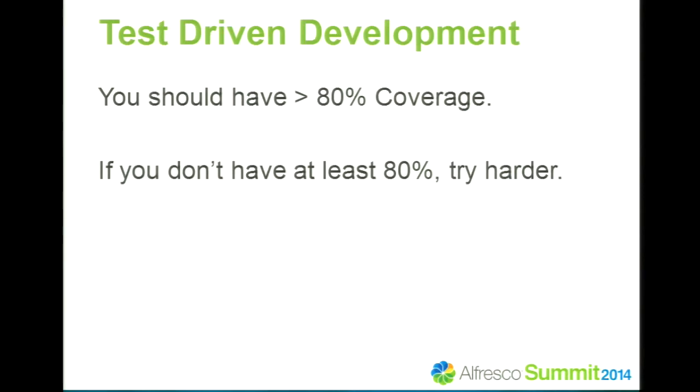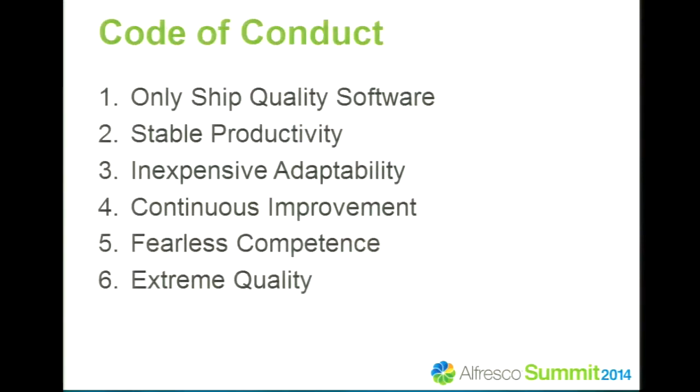That can be a tough number for some people to get to, but once you're used to it, it's actually pretty easy to keep up. If you can't get there, you really should try hard. For best practices or a code of conduct, there should be something for developers to follow. Things like only ship quality software. Don't push out something if you know there's bugs in it. Just fix it. Extreme quality.